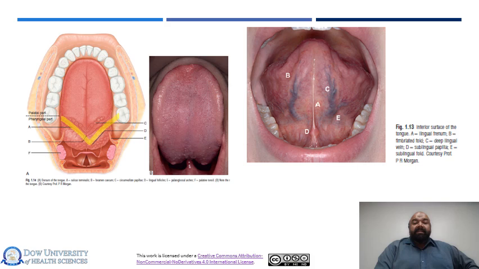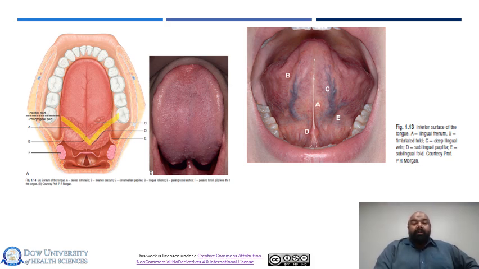Now, this is the underside of the tongue, and this is known as the ventral surface of the tongue. What you can actually see here is that the lingual veins are quite prominent. These deep lingual veins can be seen because the mucosa is very thin here, and it is unkeratinized.